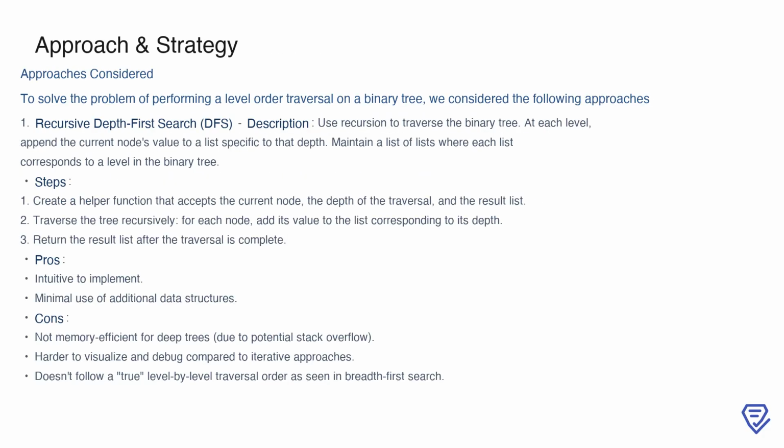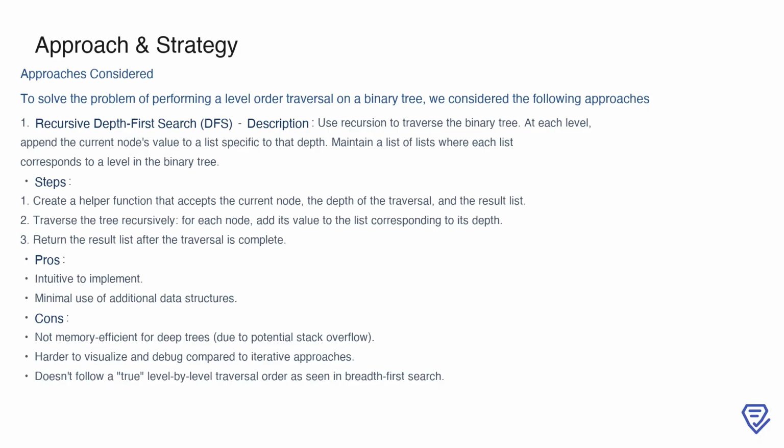To solve the problem of performing a level order traversal on a binary tree, we started by considering a recursive depth-first search approach, or DFS. With this method, the idea is to use recursion to traverse the tree while keeping track of the depth of each node. At each level, we add the current node's value to a list that corresponds to its depth. This is done by maintaining a list of lists, where each inner list represents a specific level of the tree. The process involves creating a helper function that takes in the current node, the depth, and the result list. As we traverse the tree recursively, we append each node's value to the appropriate list based on its depth.